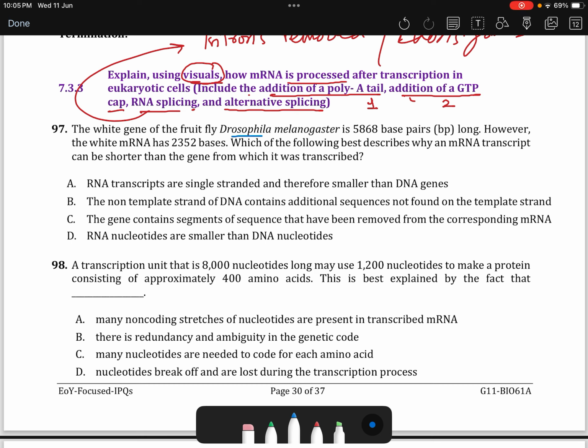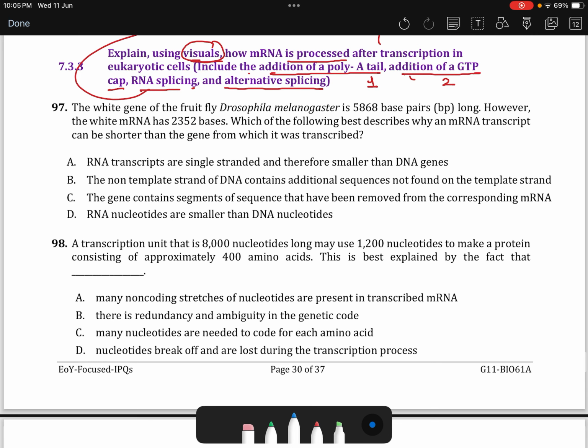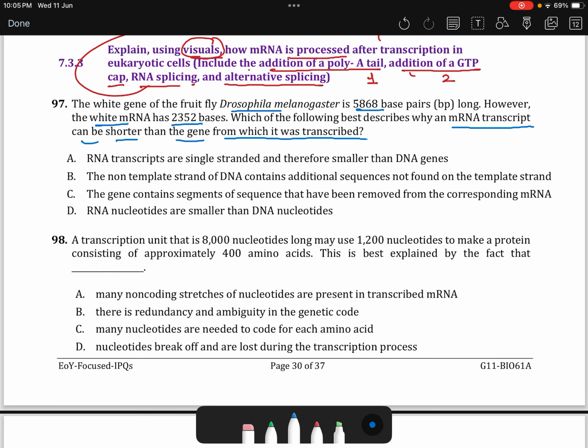The white gene of the fruit fly contains 5868 base pairs. However, the final mRNA is 2352. Which of the following best describes why an mRNA transcript can be shorter than the gene which was transcribed? You know that there will be post-transcriptional changes, and also the gene doesn't contain all template part. So the gene contains segments which are not transcribed.